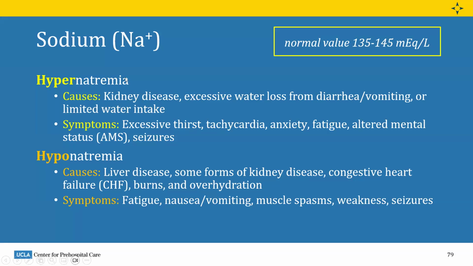abnormally high levels of sodium, what causes this? Well, it can be kidney disease if we're not able to process or filtrate appropriately, or if we have excessive water loss from diarrhea or vomiting or limited water intake. Basically, if you're very dehydrated, so that's one of the concerns with diarrhea and vomiting is that you're losing a lot of water, and therefore you're going to have a higher concentration of sodium. This can cause excessive thirst, tachycardia, anxiety, fatigue, altered mental status, and seizures.